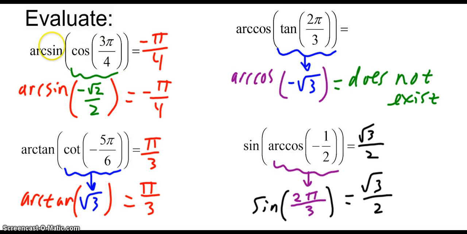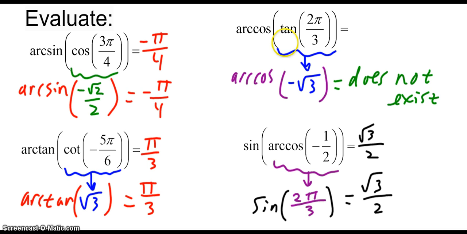Alright, moving right along. First one here, arc sine of the cosine of 3 pi fourths. It's negative pi fourths. How do I come up with that? What is the cosine of 3 pi fourths? That's negative root 2 over 2. What is the arc sine of negative root 2 over 2? Negative pi fourths.